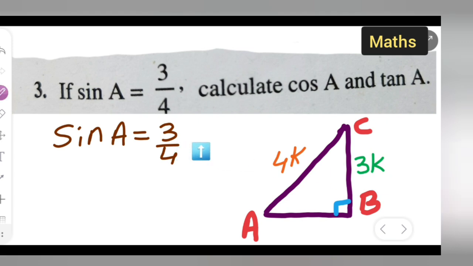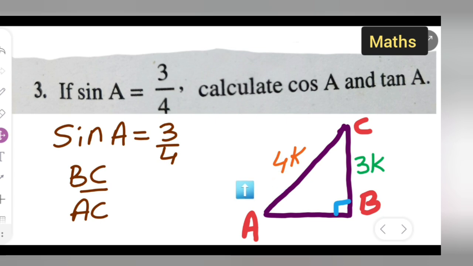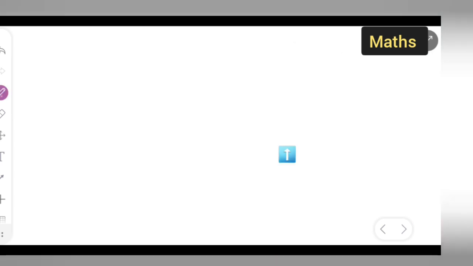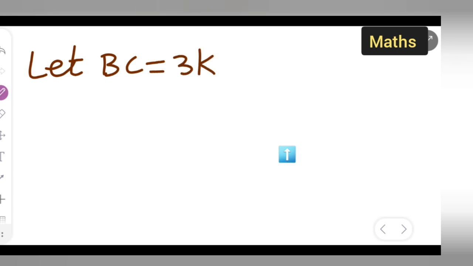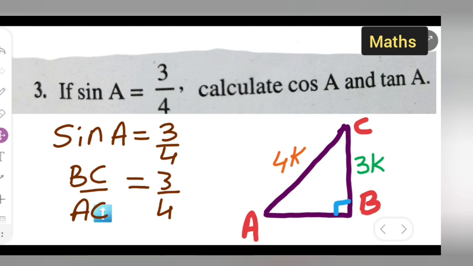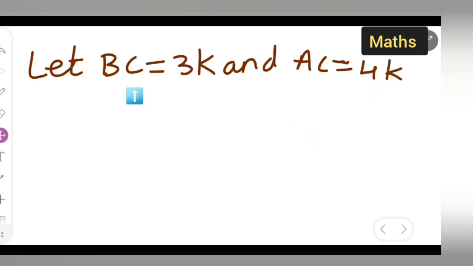Okay, so take down this. This is nothing but BC upon AC. AC is your hypotenuse. So this will be equal to 3 upon 4. First we actually write it as 3 and 4, then we take this BC to be 3K. So you can write down, let BC be equal to 3K and AC be equal to 4K. So I have written it as it is: BC is equal to 3K and AC is equal to 4K.